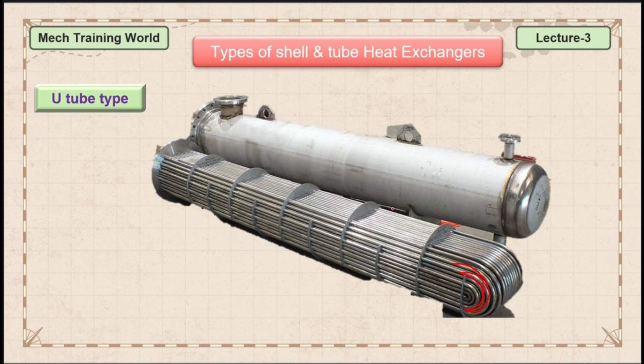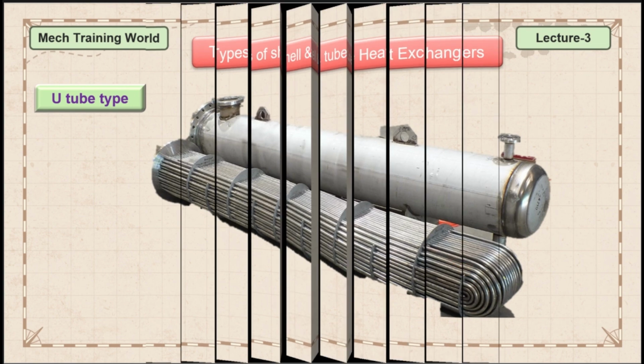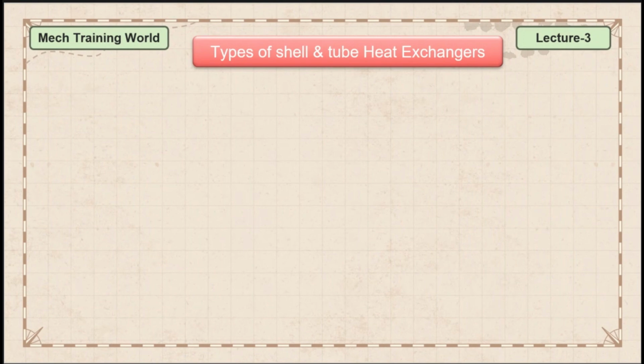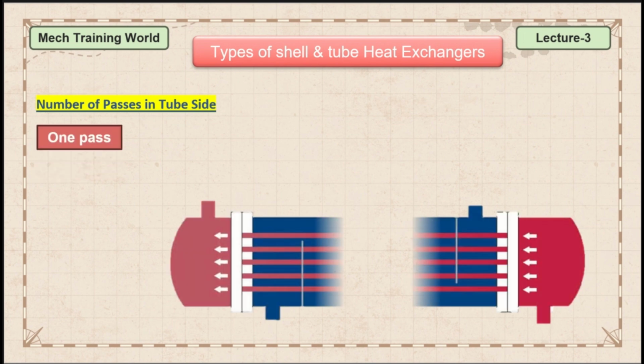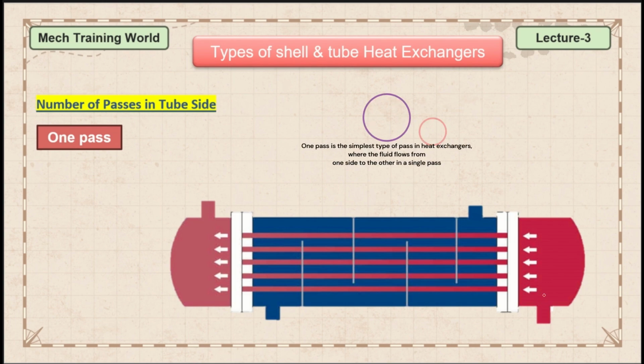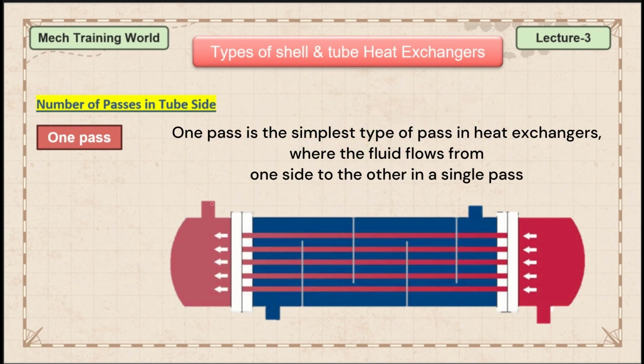It is important to select which type of heat exchanger is suitable for our applications. So based upon the application, we need to select either fixed tube or floating tube or U-tube type heat exchangers, guys. And next one, there is one more type, that is number of passes. According to the number of passes, guys, I already told you one pass. The first one is one pass. So this is the simplest. The fluid enters from this side and it will flow through the tubes and it will leave from this side, guys. So one pass is the simplest type of pass in heat exchangers where the fluid flows from one side to the other side in a single pass. There is no other pass. This is one pass, guys.